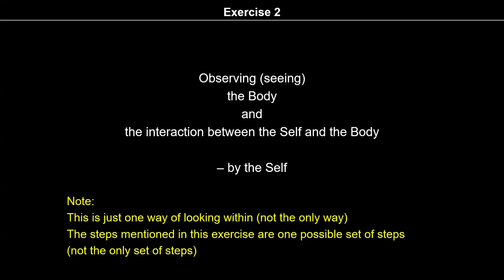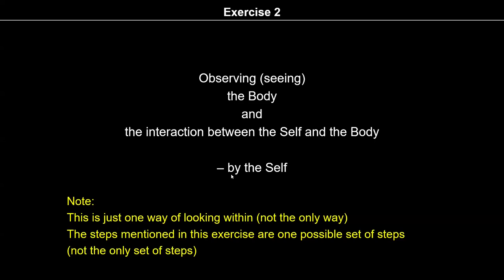In exercise one, we went through seven steps to observe our consciousness by the consciousness. And with these seven steps, now we are moving towards exercise two, where we are trying to observe the body through the consciousness. We are trying to observe the interaction between the self and the body through the consciousness.